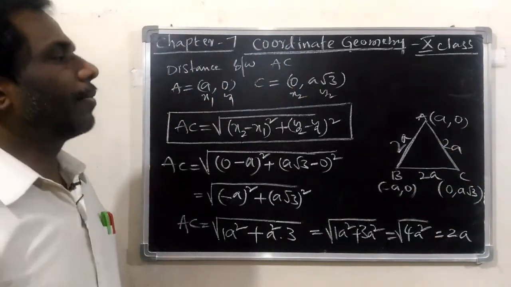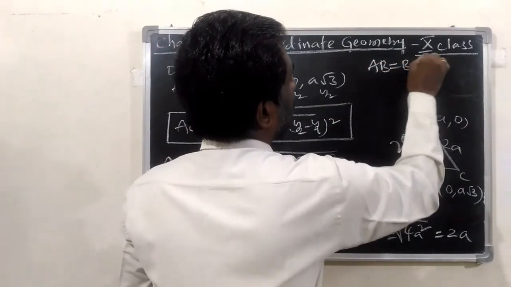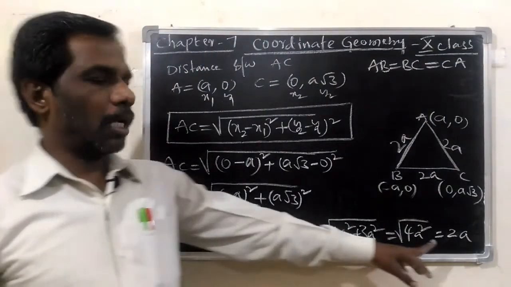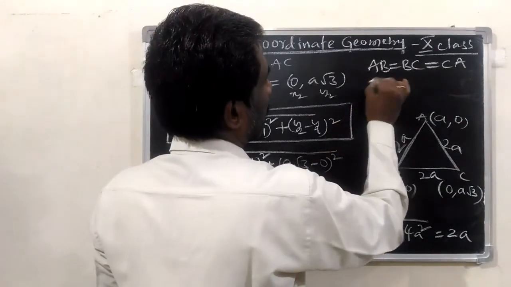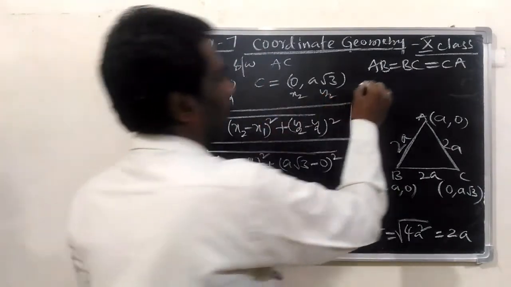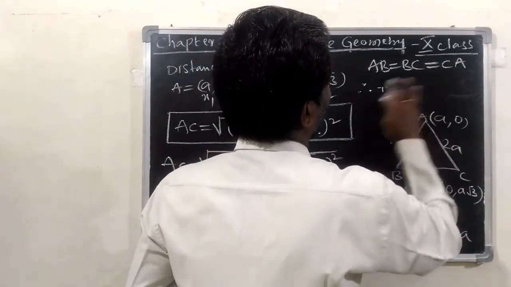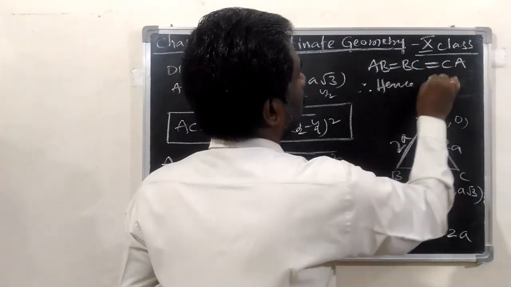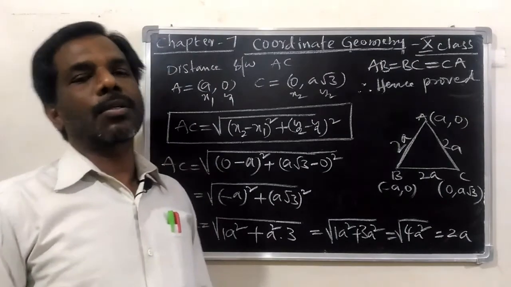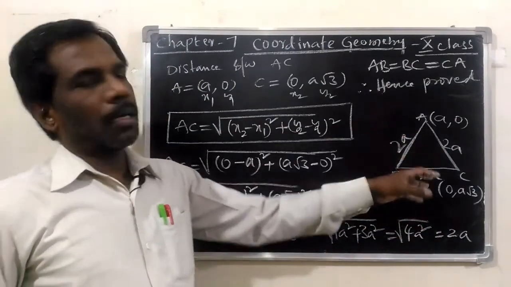So finally we can conclude that the distance between AB, the distance between BC and the distance between CA, these three are equal, which is 2a units. That means the given vertices belong to an equilateral triangle. Hence proved. In the question they asked us to show that the points form an equilateral triangle.